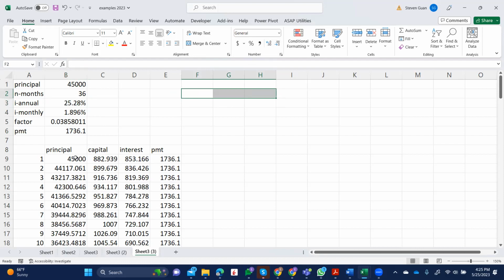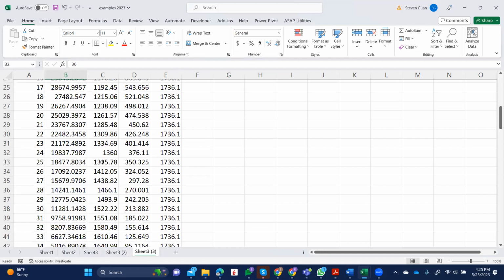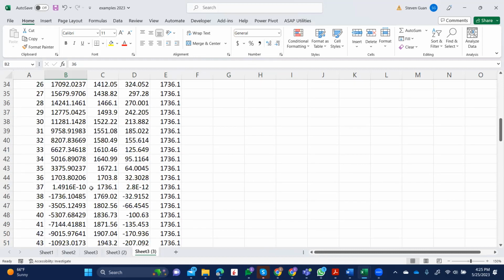Okay, so now when we build our table, the only thing that I need to be careful about is 36 months. So I need to be sure that I go to 36, up to here and here. You see that these two numbers are equal. So I need to delete all what is left.